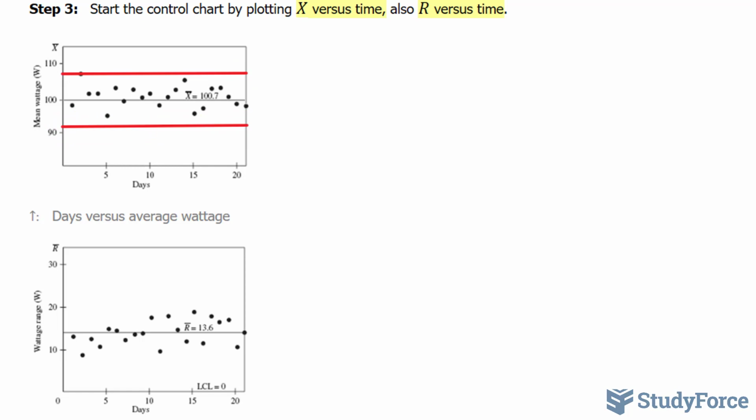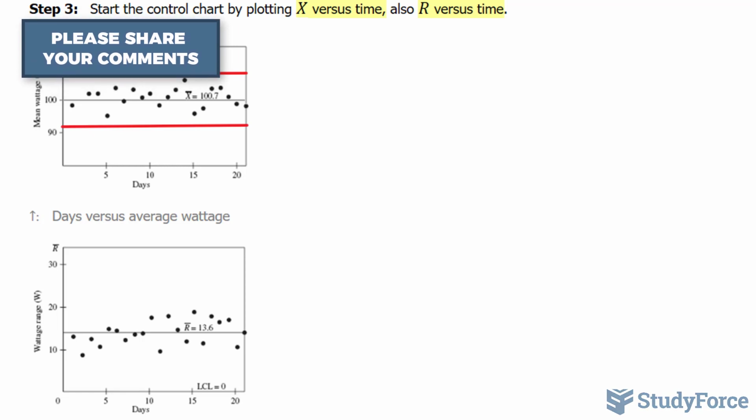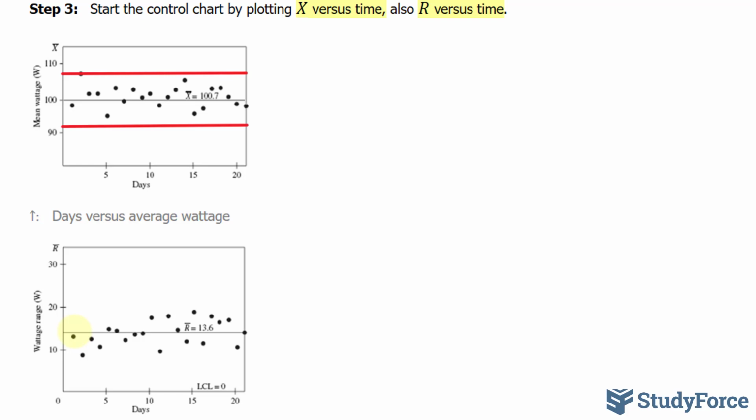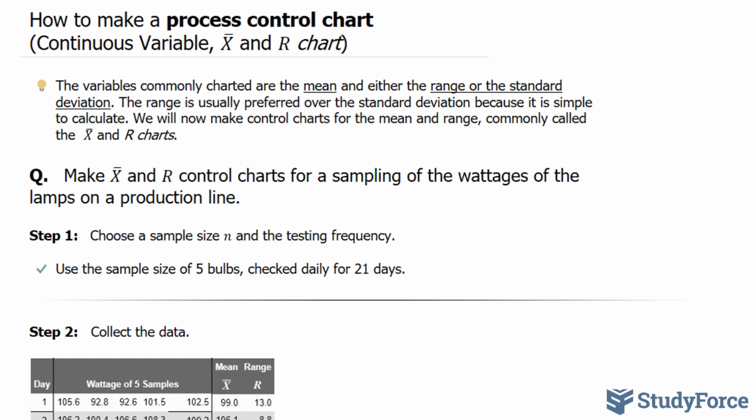Since we use 3 sigma control limits, there's a 99% chance that the data will fall within this rectangle. The upper control limit for this chart would be 28.8, which is over here, and the lower control limit is 0. So there's a 99% chance that the data will fall within this range. And so there you have it. That is how to make a process control chart for a continuous variable.